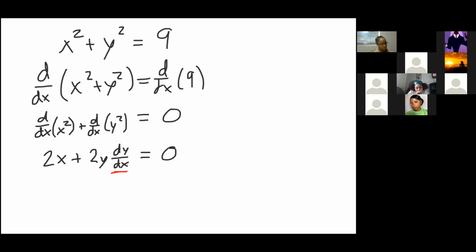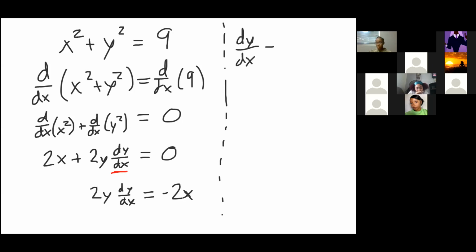So one good thing to do would just be to subtract a 2x from both sides, just leaving that dy over dx where it is, and then divide by what I'm multiplying it by, which is a 2y. I have to come over here to the right-hand side. So then this would be a negative 2x over a 2y, and does that simplify at all? Absolutely, right? Because I'm multiplying by a 2 and dividing by a 2. And I get negative x over y.